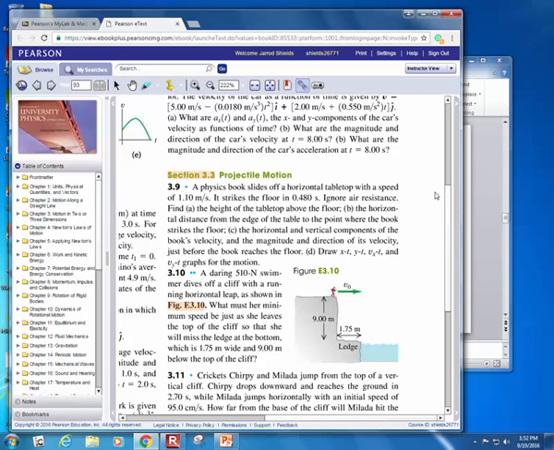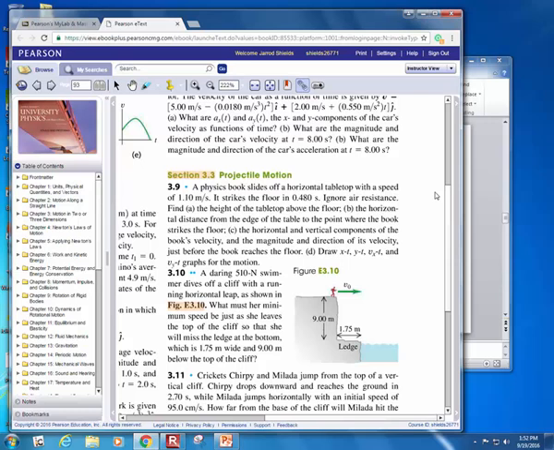So what does that mean? Velocity in the x. And once it comes off the table, what does that velocity do? Stays the same. And what is my acceleration in the x? See if you were listening today. 0, because it's constant velocity.